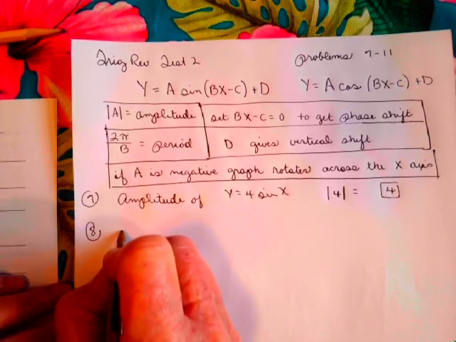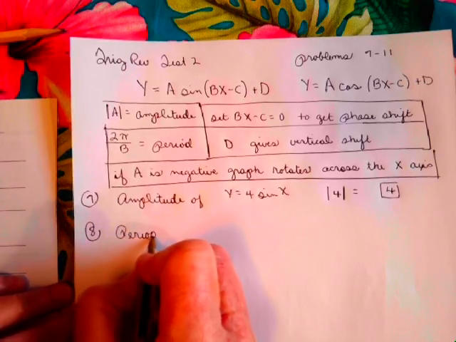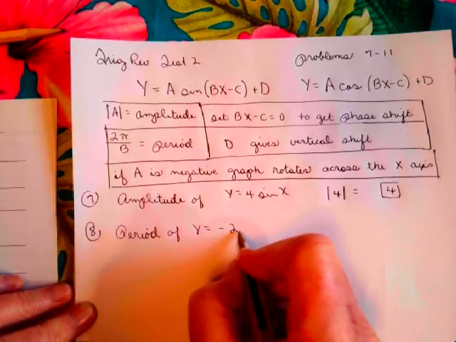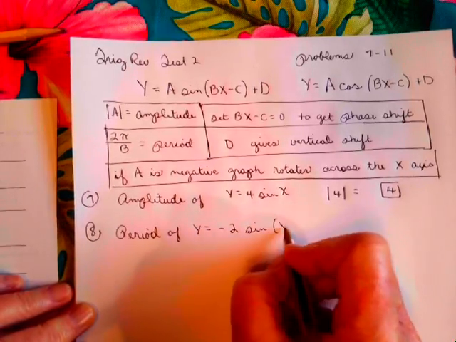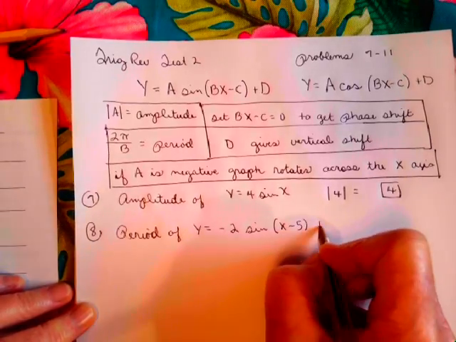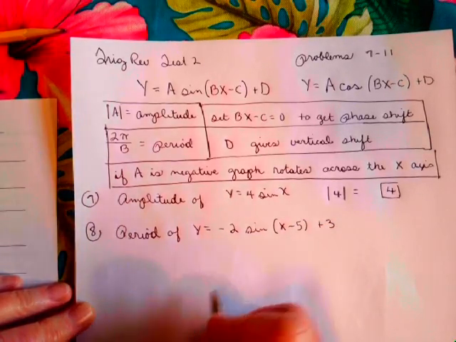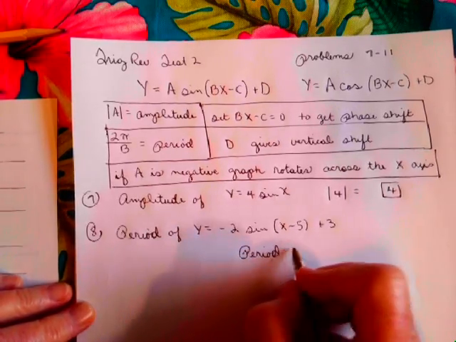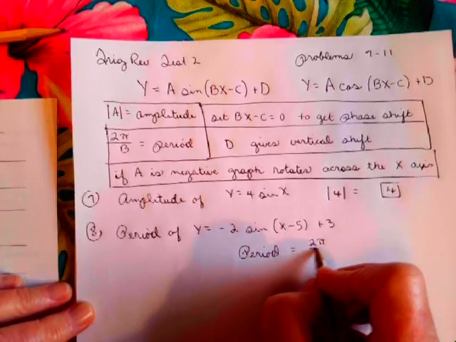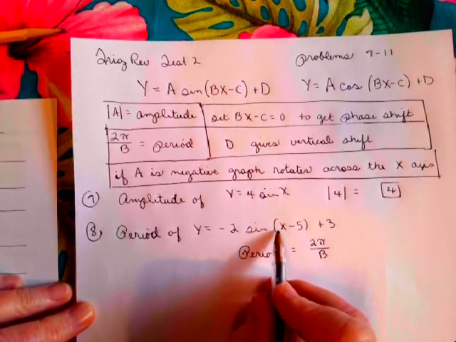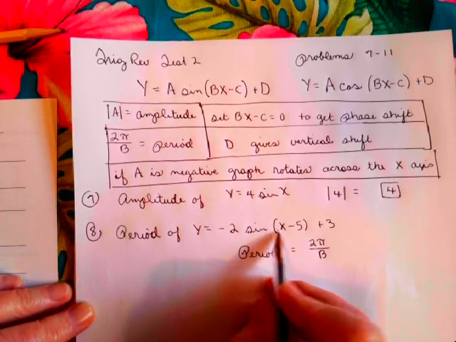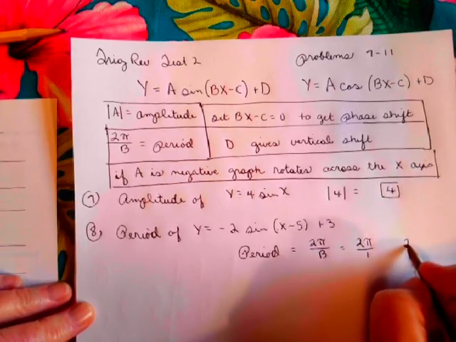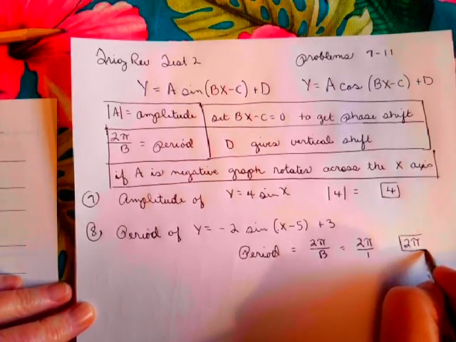Number 8. Find the period of y equals negative 2 sine of x minus 5 plus 3. Period equals 2 pi divided by b. b is the number that's in front of x. If there is not a number there, you know that you use 1. 2 pi over 1, 2 pi. Final answer.